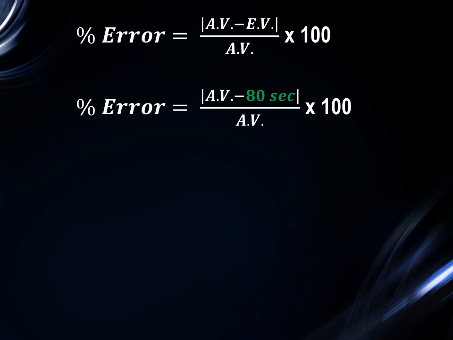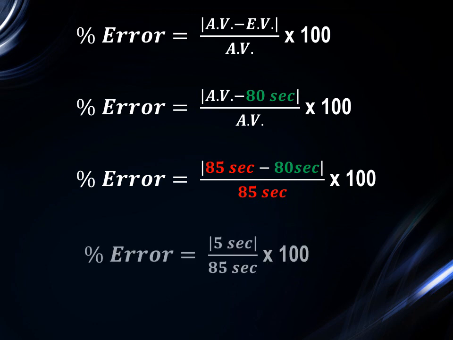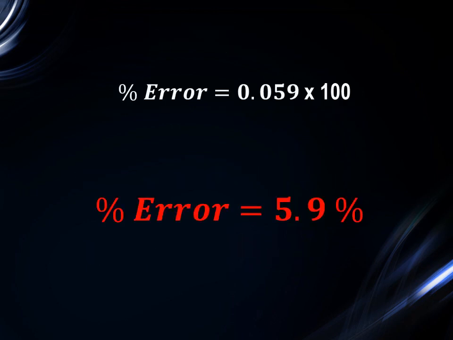But let's say you actually did this experiment and you find that it doesn't take just 80 seconds, it took 85 seconds. The 85 then would be the accepted value. That's what it actually took. So when we do a calculation and subtract the 85 minus the 80 in the numerator, we get 5 seconds, and divide that by the 85 and multiply by 100. The calculation that we will get is a 5.9% error.